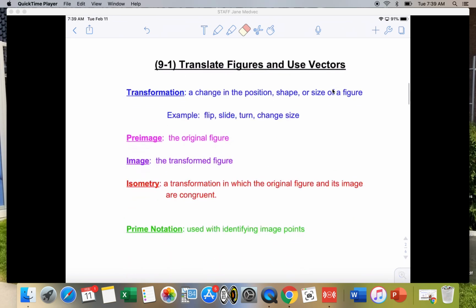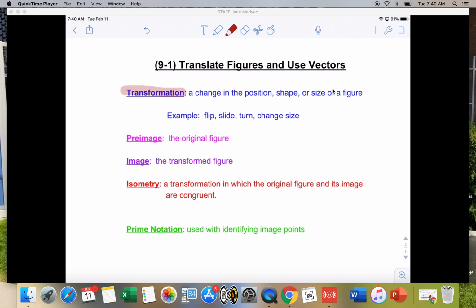The first thing that we're going to look at is section 9.1. We're going to translate figures and use vectors. The first definition we're going to look at is transformation, and that is changing the position and shape or size of a figure. An example would be if I flip the figure, or slide the figure, or turn the figure, or change its size. Anytime I do that, that's called a transformation.